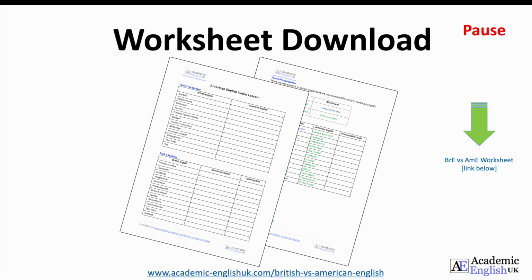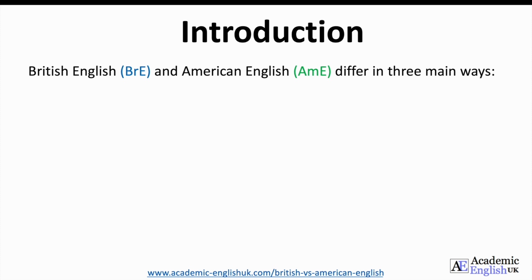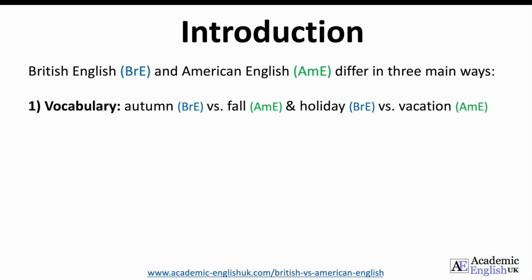So, what are the differences between these two types of Englishes? There's lots of differences, but generally British and American English differ in three main ways. The first one is vocabulary. Words like autumn in British English versus fall in American English, and holiday in British English versus vacation in American English.